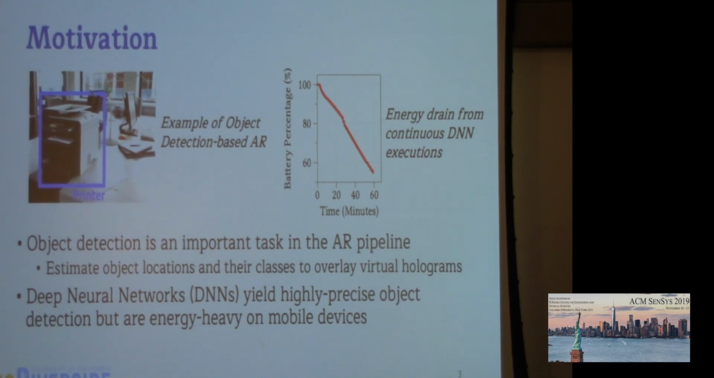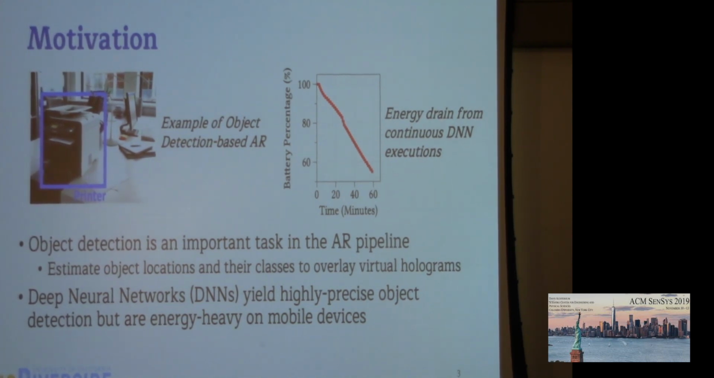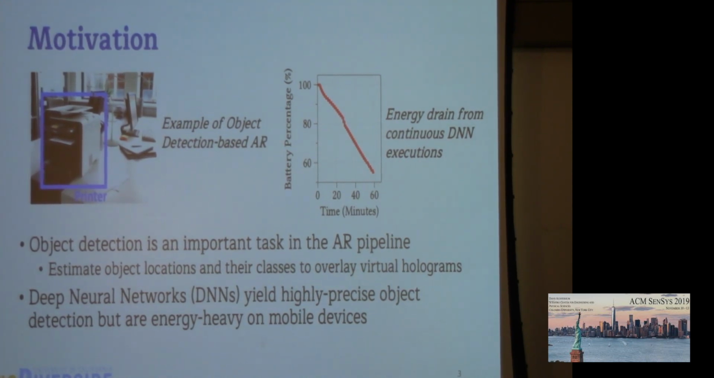Deep neural networks, or DNNs, can provide highly precise object detection, but they are energy heavy on mobile devices. We tested an AR application running continuous DNN, starting from a fully charged phone at 100% battery, and within 1 hour the battery dropped from 100 to 55. This means that it drains 45% of the battery in about 1 hour.